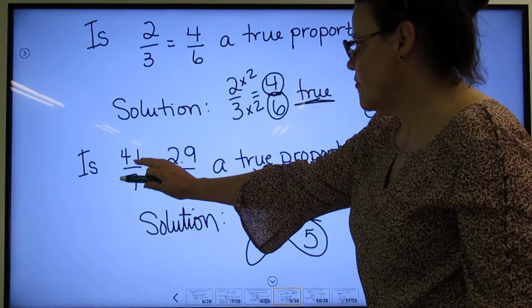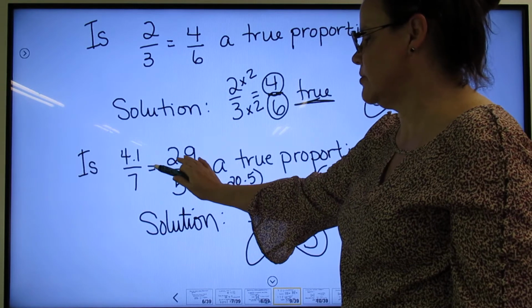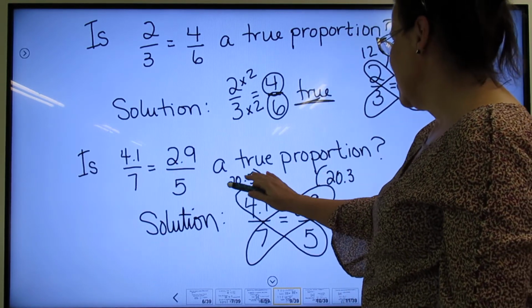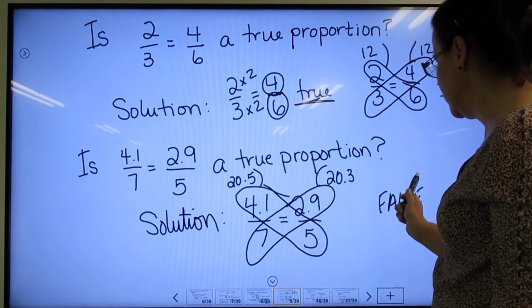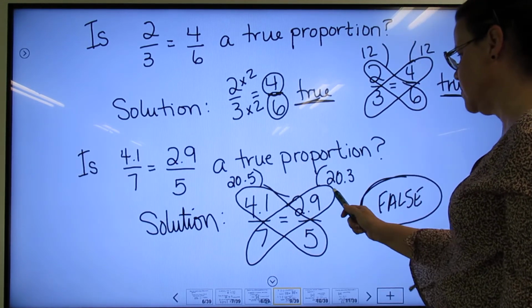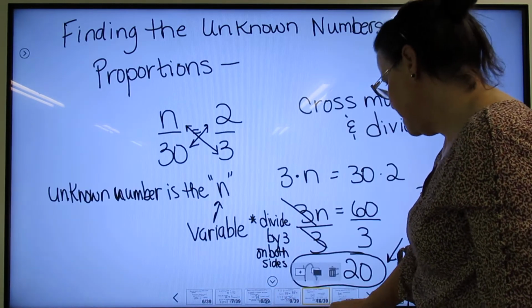Okay, next: is 4.1 over 7 equal to 2.9 over 5 a true proportion? You would multiply them and you would say false, because why? They do not equal. Okay? Next.